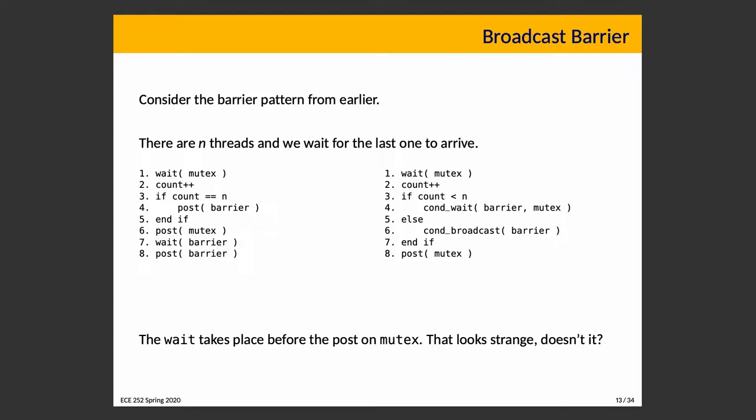So, it says the wait takes place before post on mutex. Does that look a little bit strange? Again, that's just to remind you that you don't post on mutex and then do condition wait. Well, you have to call condition wait with the mutex being locked, and you are temporarily giving up possession of that mutex in that thread such that other ones are allowed.